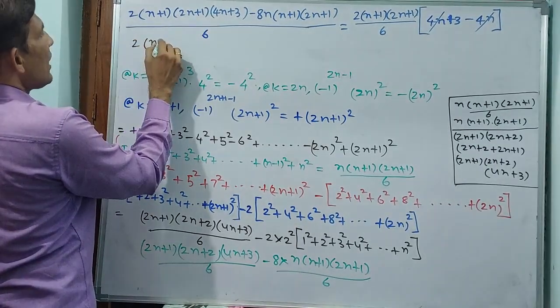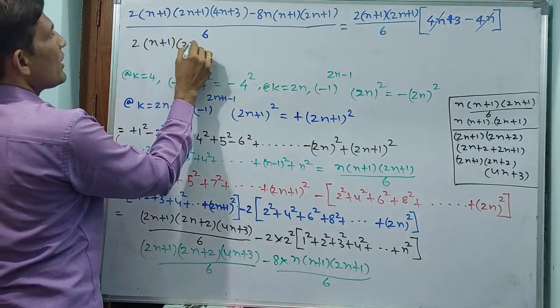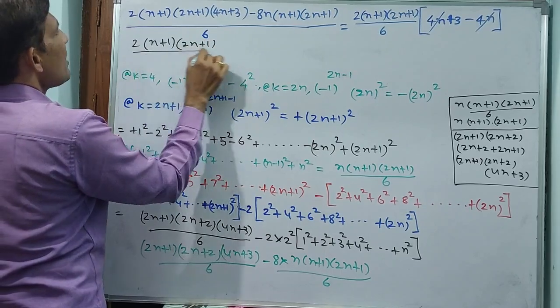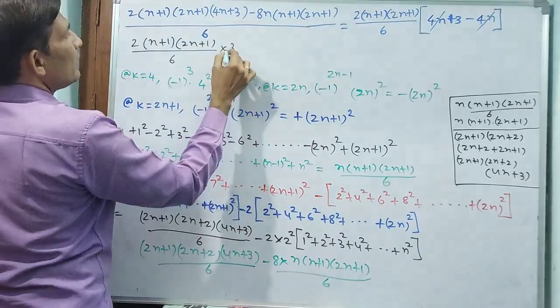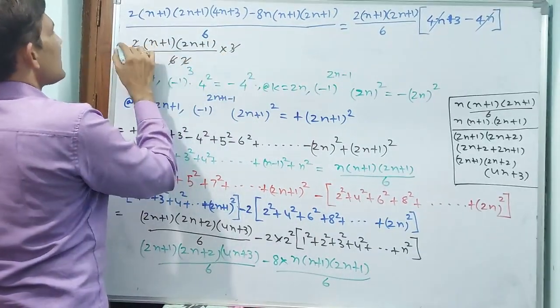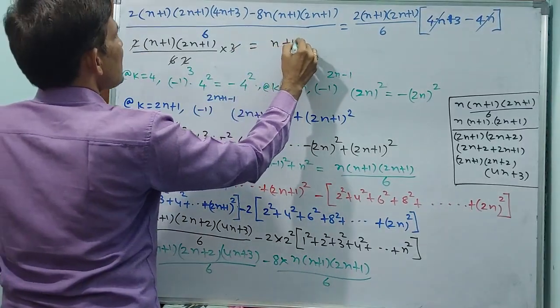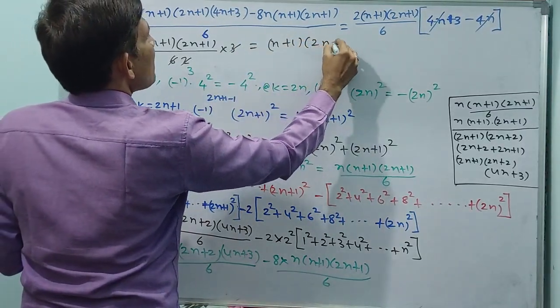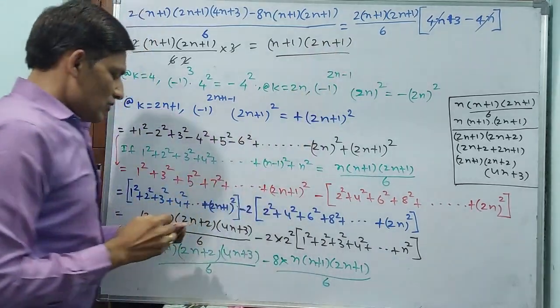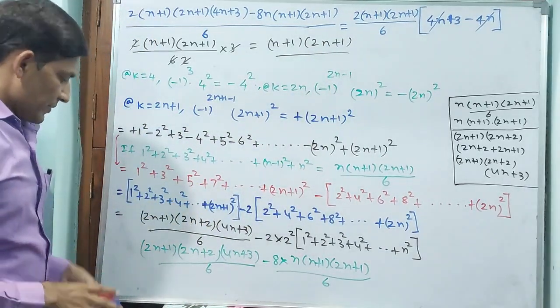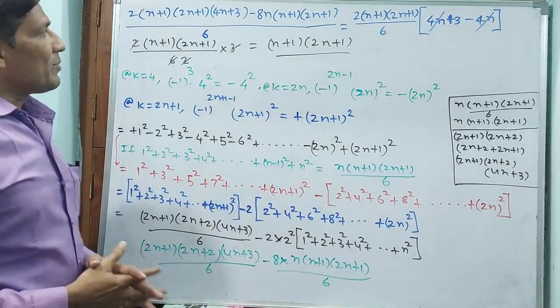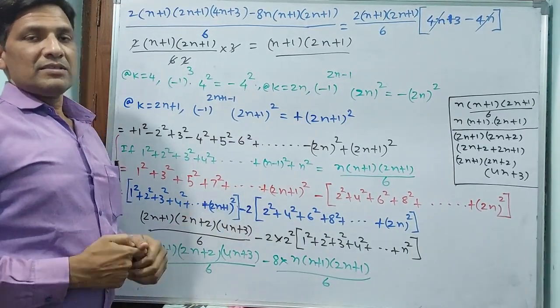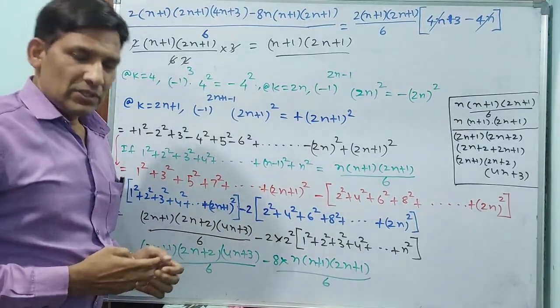2 into n plus 1 into 2n plus 1 divided by 6 into 3. 3 two times, 2 one times. That means the final answer will be n plus 1 into 2n plus 1. This is your answer: n plus 1 into 2n plus 1. Take this. We will go for the 7th question.